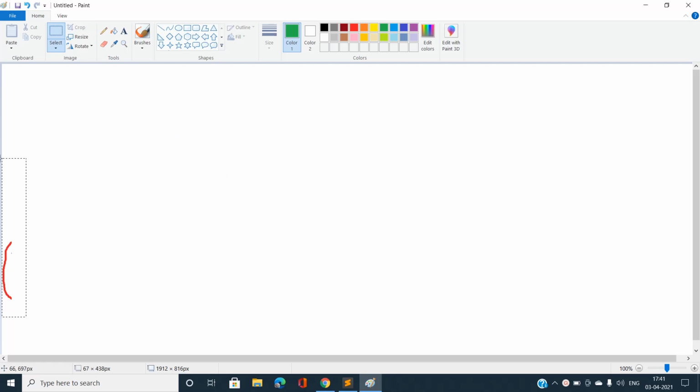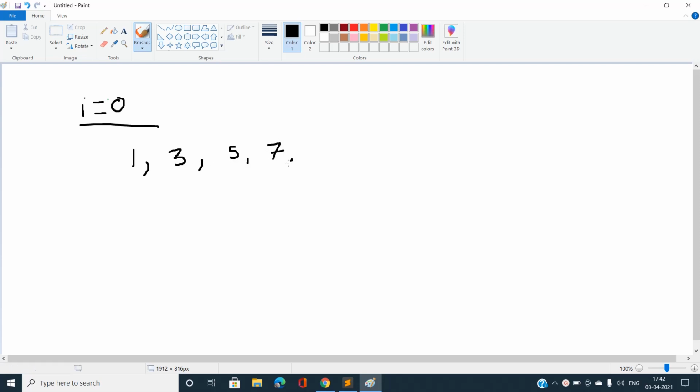Just I'm going to write for I equal to 0. You can easily see, if I start from the rightmost side, that is for I equal to 0, that is 2 power 0, that I am talking about, the set bit equal to 1 will start from number 1, and then it will go for the number 3, then the number 5, then the number 7, then up to the number 9 and so on.